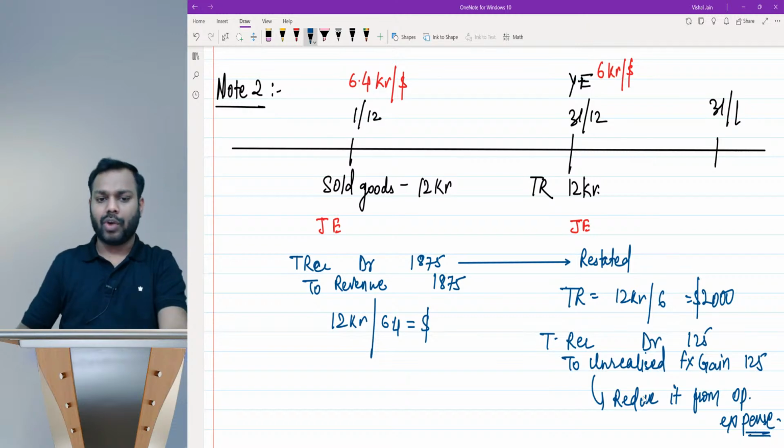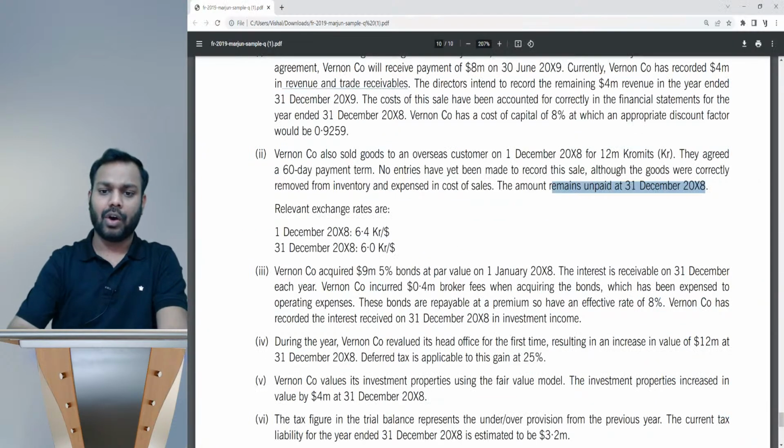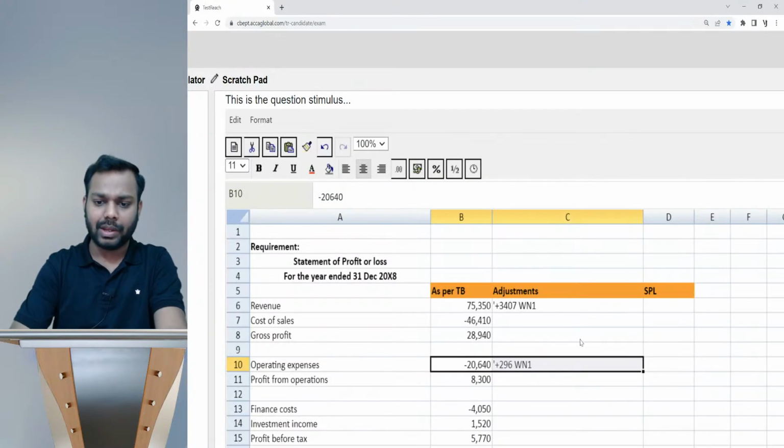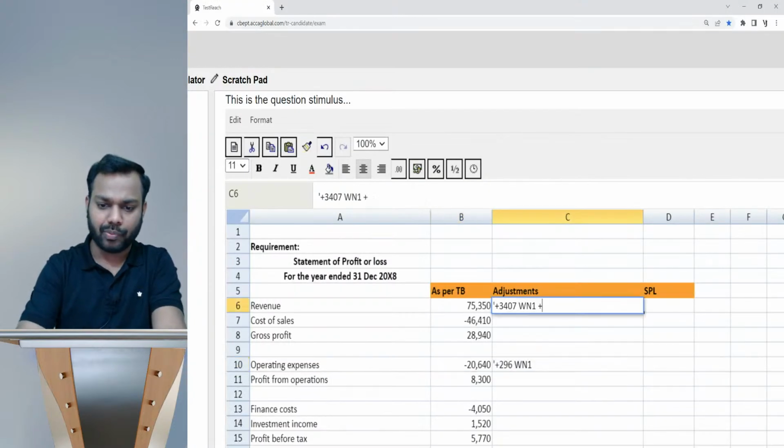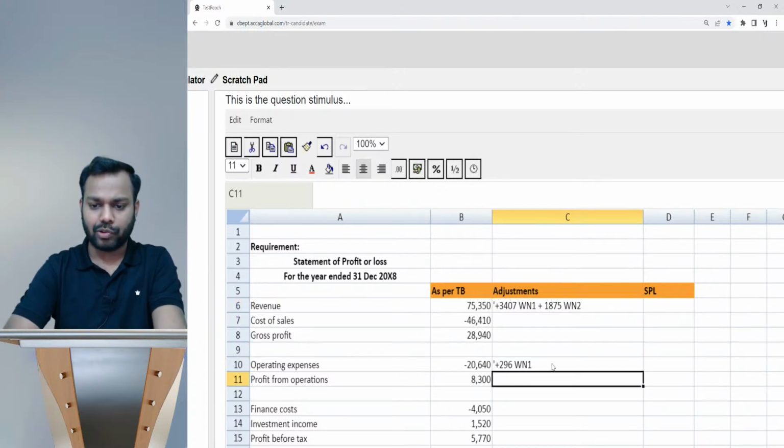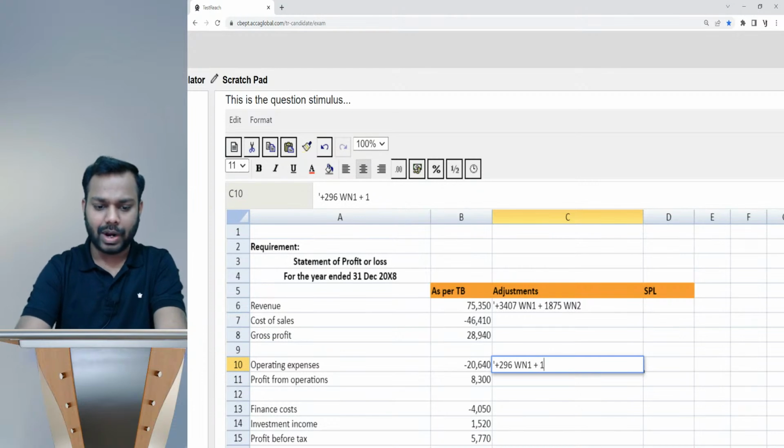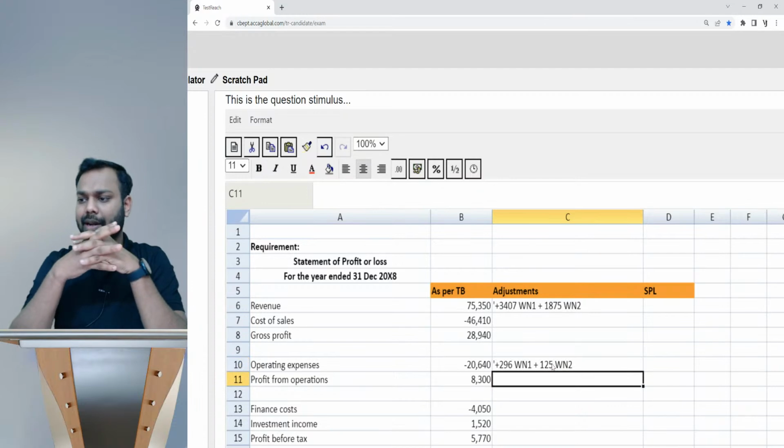Right? Now what will you do? First you will record the sales, and then you will record this gain, right? So how will the adjustment go ahead? You will have to record the sales, that is plus 1875, working note number 2. Again here also you will do plus 125, working note number 2. Tell me guys, is it clear to everyone?